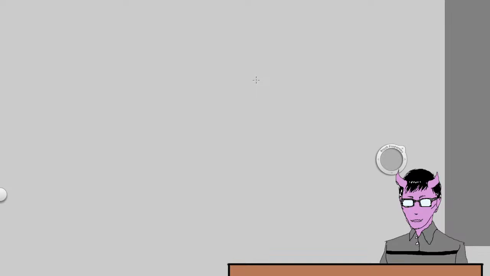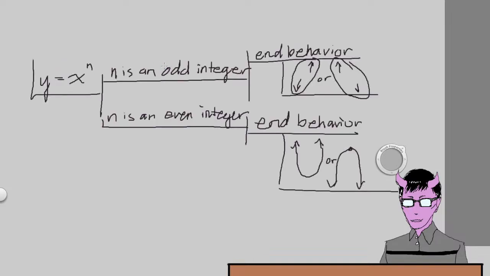Let me show a few examples because I think it'll be a lot clearer, and I'll also make note of a few other things. So if you have y is equal to x to the power of 31, for example. Oh, wait, I should backtrack just a little bit.